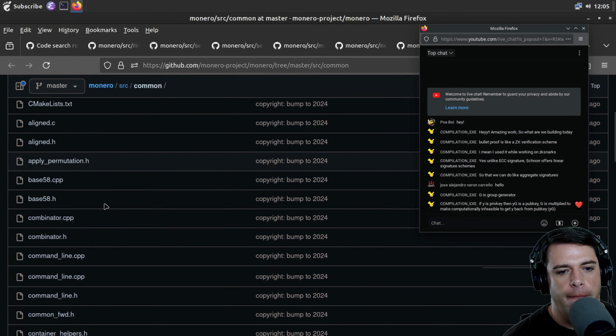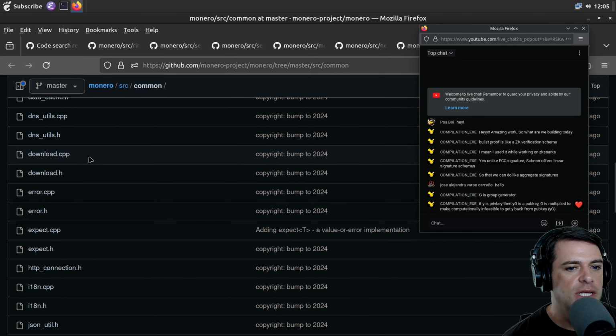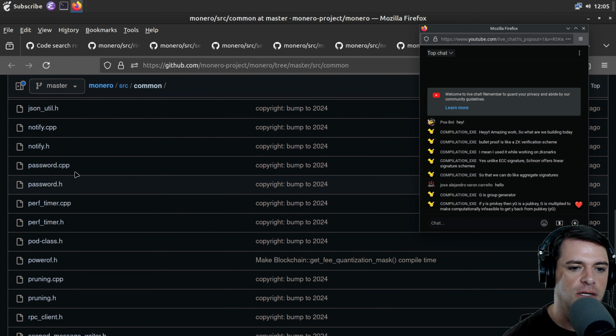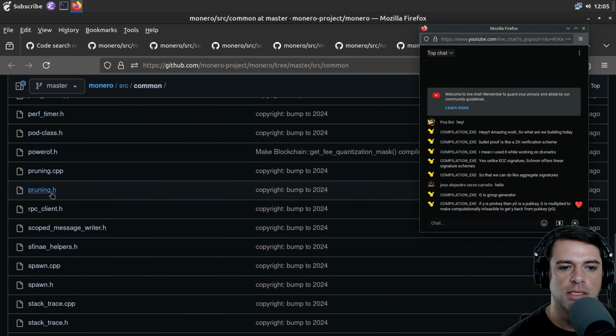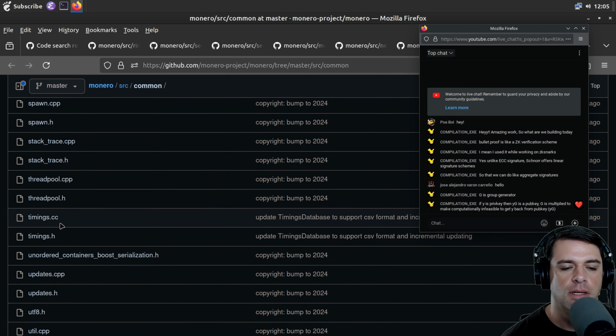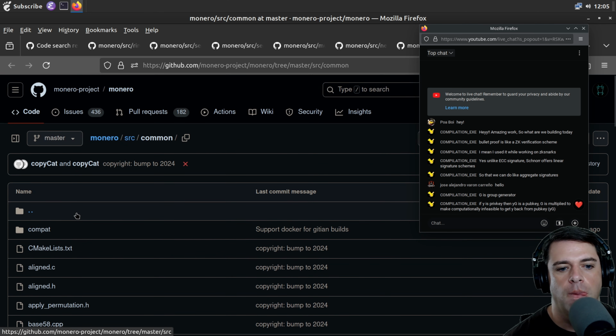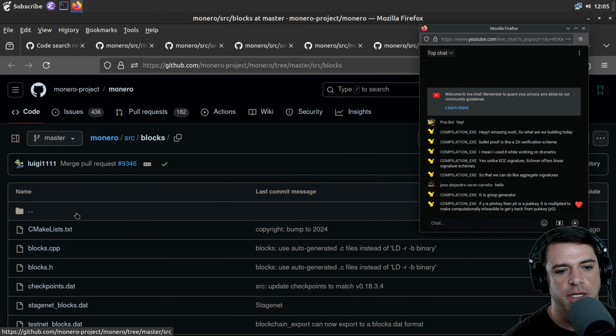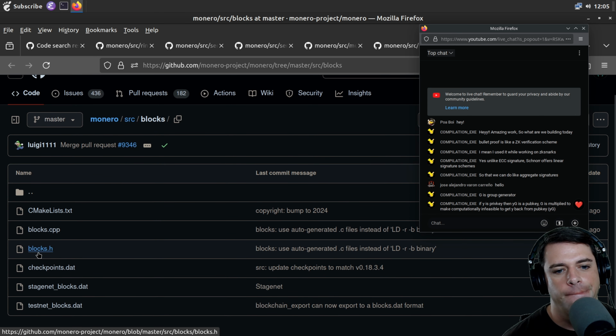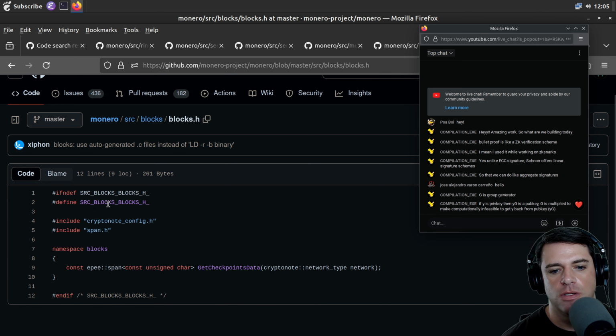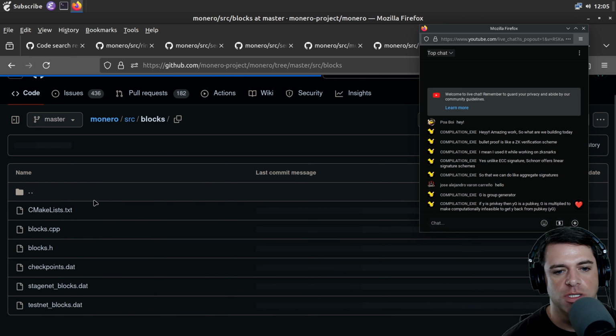Here's common. Common is a bunch of stuff like DNS utils, download.h, presumably for some sort of fetching, notify, pod class. I don't know what pod class is. Pruning, timings, updates. These almost look like utilities. Here's blocks. We're not going to be able to understand much about the block structure with the time we have.